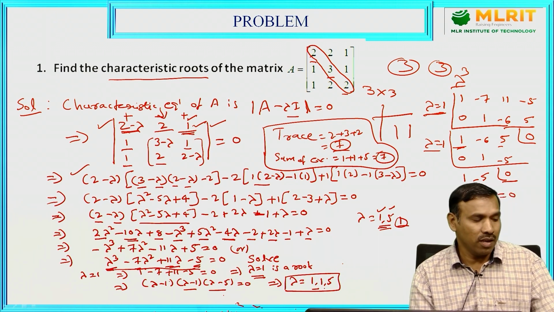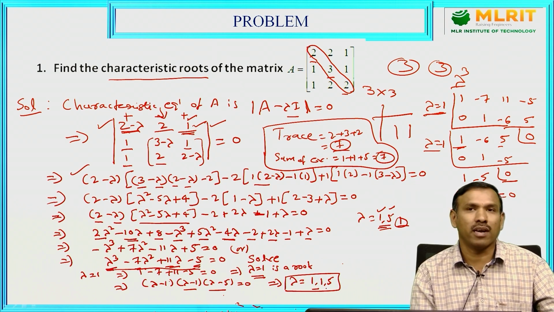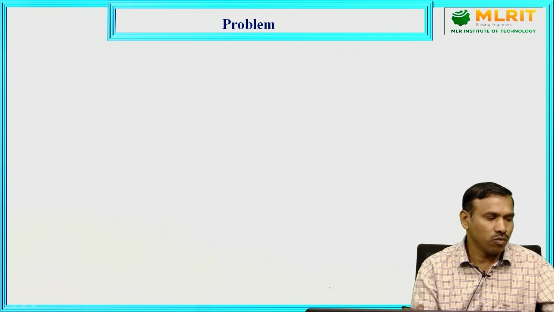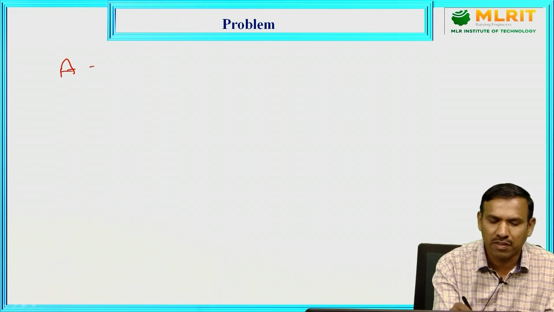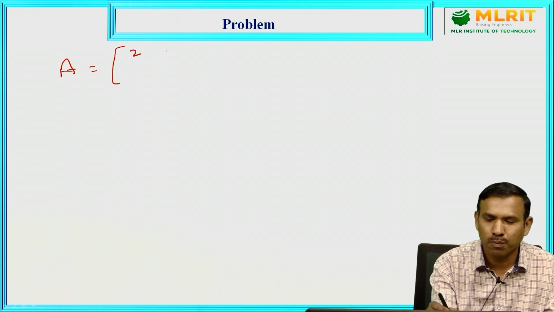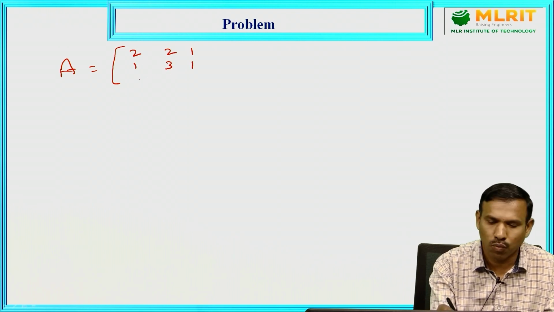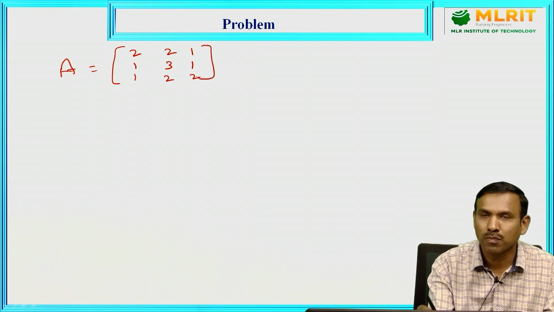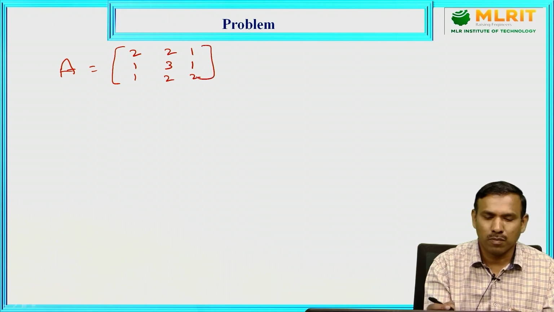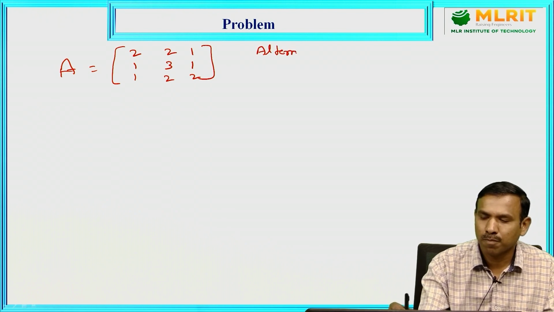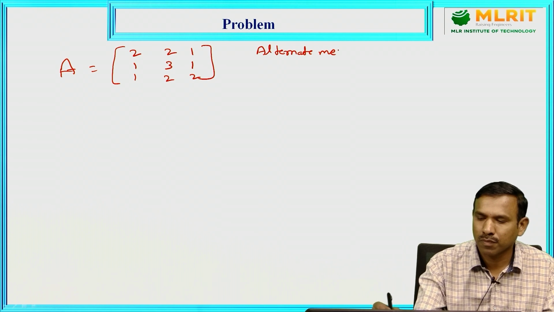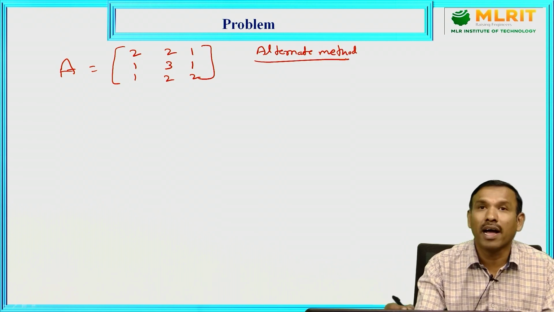For that purpose, I am going to teach one alternate method to find the characteristic roots of a matrix. Let us see the problem. The last given problem, same problem I am taking: 2 2 1, 1 3 1, 1 2 2, the previous problem. Yes, same, right. So again, this I am calling the alternate method to find eigenvalues.